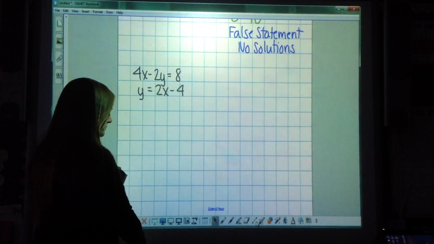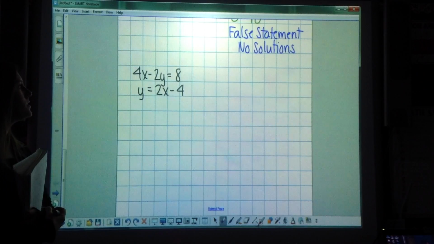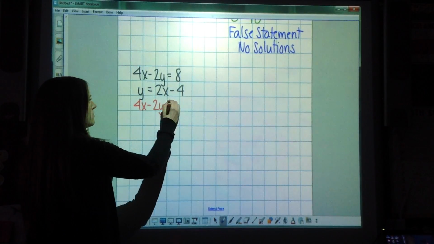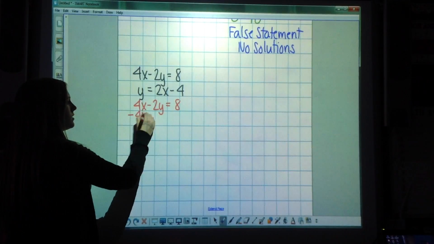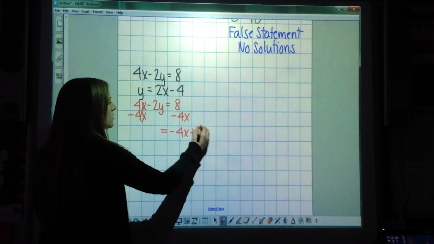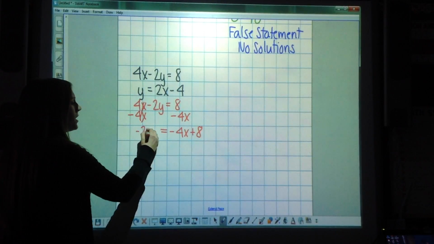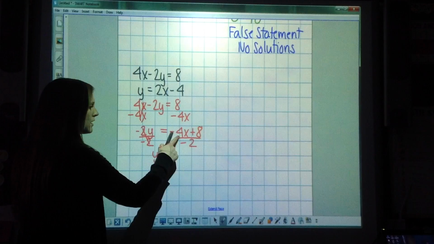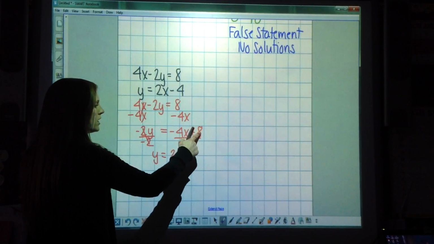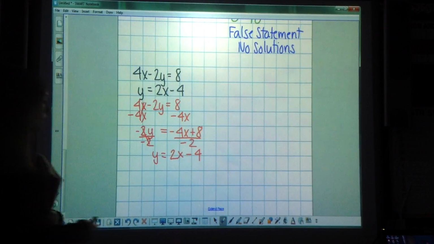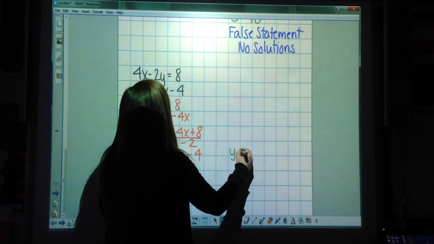Let's start with graphing. The graphing method tells us that we need to solve for slope-intercept form. So I'm going to take this first equation, and I'm going to solve for y. So I'm going to bring 4x over first. We cannot combine the things on the right side. On the left side, I have a negative 2y. Negative 4 divided by negative 2 is 2. 8 divided by negative 2 is negative 4.